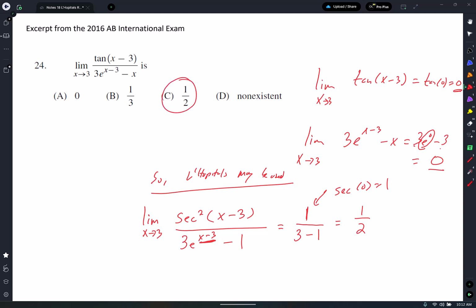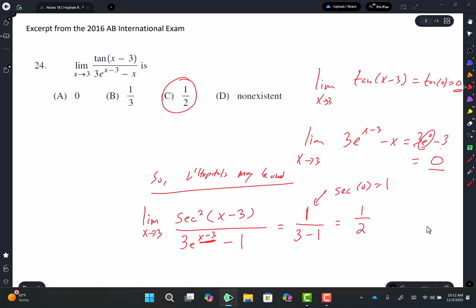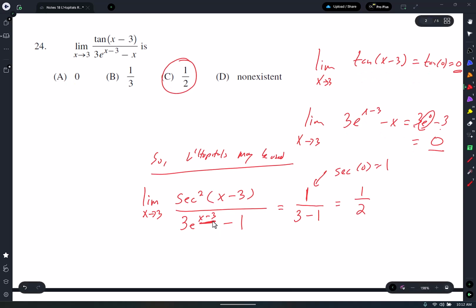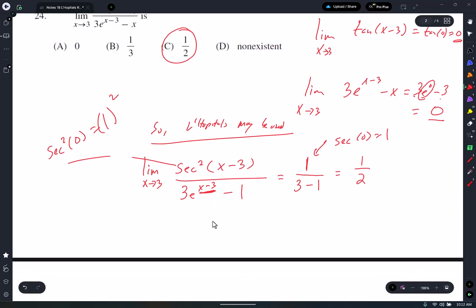Yes. The numerator? Uh-huh. No. 3 minus 3 is 0. Secant of 0 is 1. You know what I mean? Yeah. I guess you could do that, I guess. But 1 squared is still 1, right?